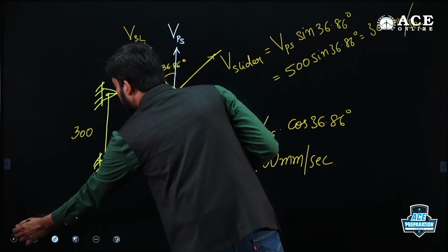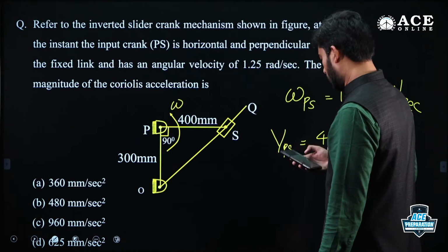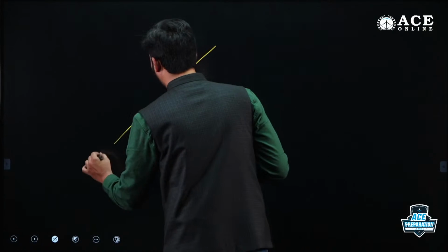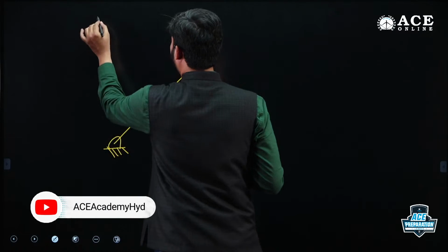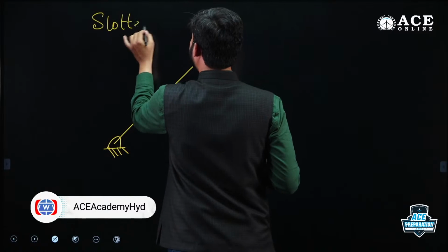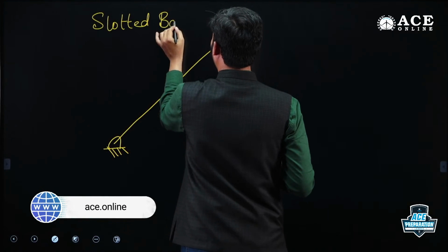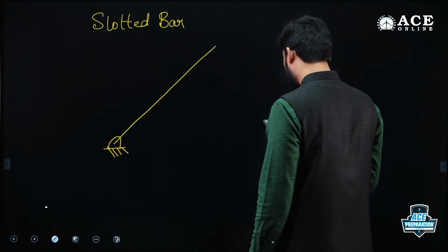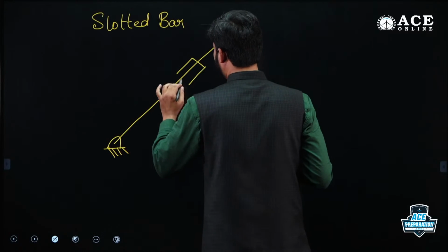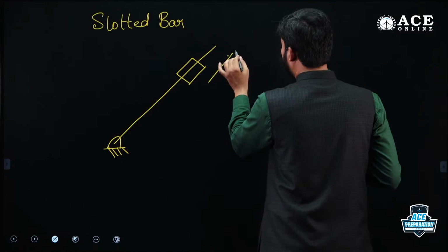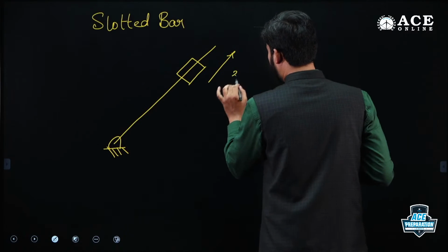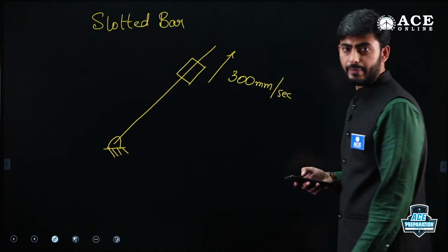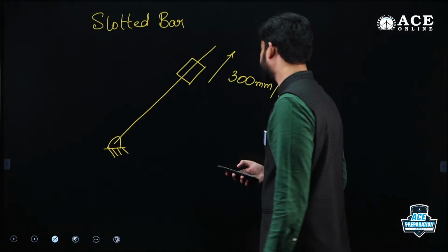Now we are left with only the Coriolis component of acceleration, which needs to be determined here. So this is the slotted bar given to you. I am considering only the slotted bar, guys. On the slotted bar there is a slider present. Here the slider is moving upwards with a velocity of 300 mm per second. Agreed.